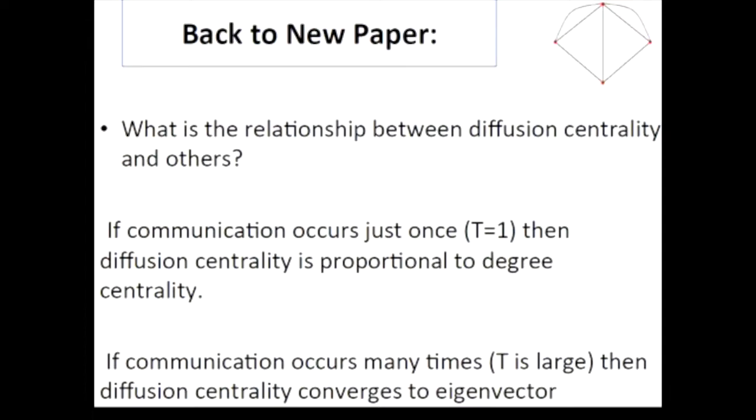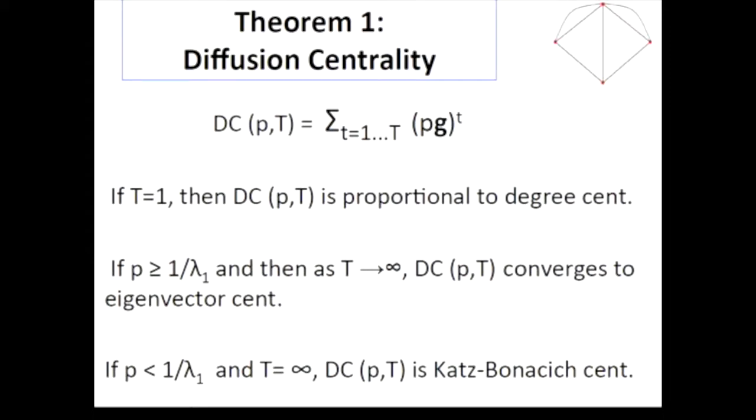If communication happens infinitely many times, then this diffusion centrality is going to converge to eigenvector centrality. So in particular, the first theorem we have: if we look at this diffusion centrality, if t equals 1, then diffusion centrality is proportional to degree centrality. So it's exactly the same as degree centrality. If I'm just randomly talking to my neighbors at any given period with some probability, more neighbors, more dissemination.